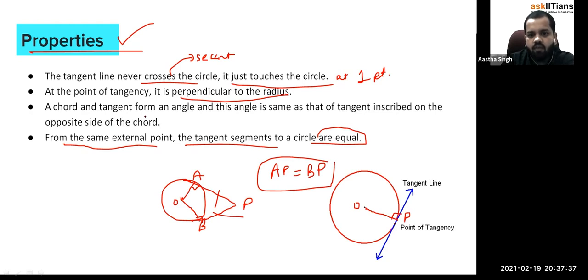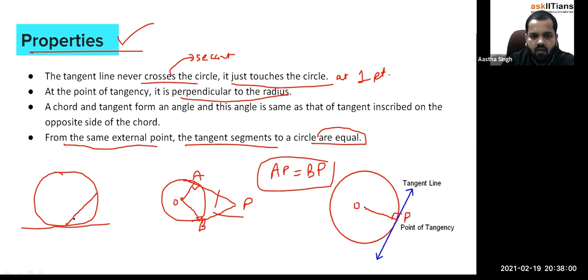Now let's see what the third one is saying. A chord and a tangent form an angle. Suppose a circle is there, and this is your tangent. So a chord and a tangent form an angle, and this angle is the same as that of the tangent described on the opposite side of the chord. Like a chord is there, right?